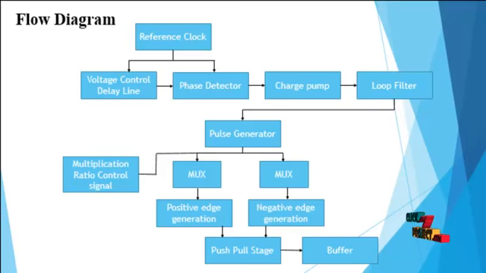This edge combiner contains a push-pull stage and a buffer. The output of the multiplication ratio control logic will be directly applied to the push-pull stages. This push-pull stage will produce a combined single output from the positive and negative edge generation. The final output of the frequency multiplier will be buffered using the buffer. This frequency multiplier is fabricated using a 0.13 μm CMOS process technology. It achieves low power consumption.